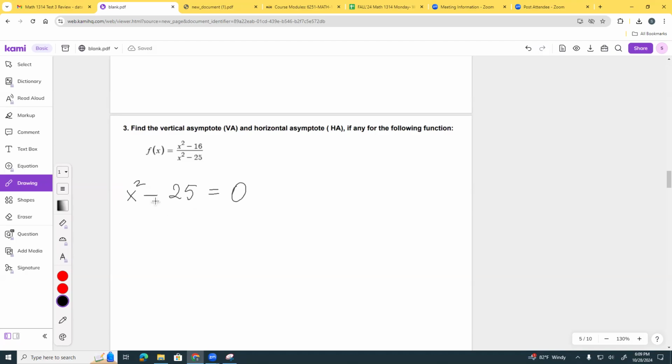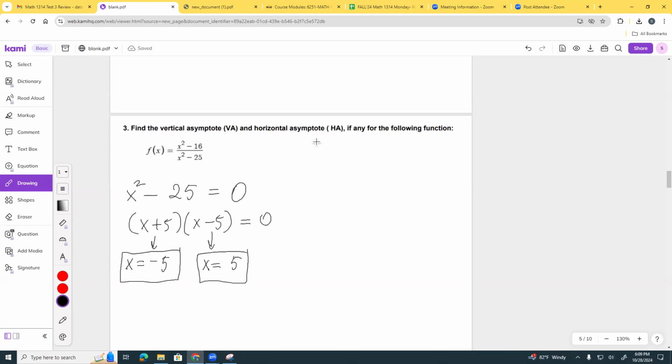Because we have a quadratic function, what am I supposed to do with this? We're going to factor this. What's one factor? X plus 5. And the other factor is x minus 5. And we're going to set each of these factors to 0. When we set this one to 0, this gives me x equals what? X equals negative 5 is one of the vertical asymptotes we need for this question. And then when I set this one to 0, this gives me x equals what? X equals 5 is the second vertical asymptote. So this question has 2 vertical asymptotes.